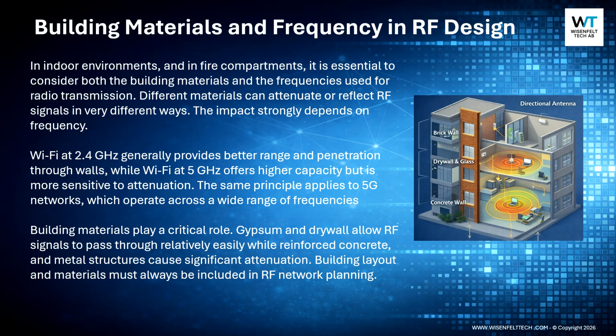Because of this, RF and antenna design must always be adapted to the building. This includes selecting the right frequency band, choosing the appropriate antenna type and radiation pattern, deciding on antenna placement, and setting the correct transmit power. By considering the building, the materials, and the operating frequency together, it becomes possible to design an RF network that delivers reliable coverage, good performance, and predictable results.